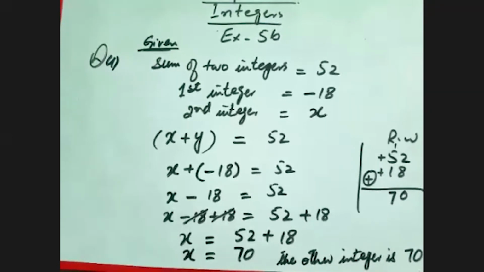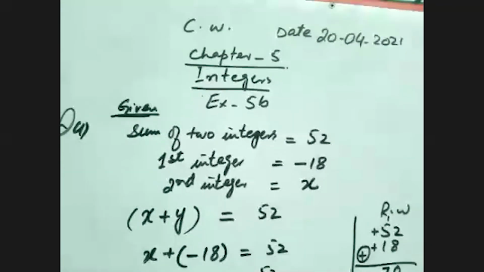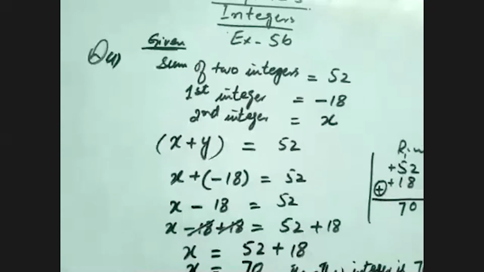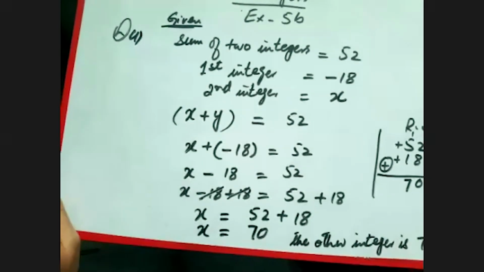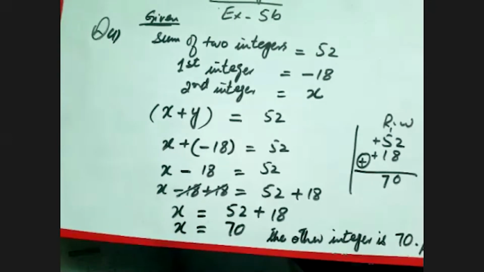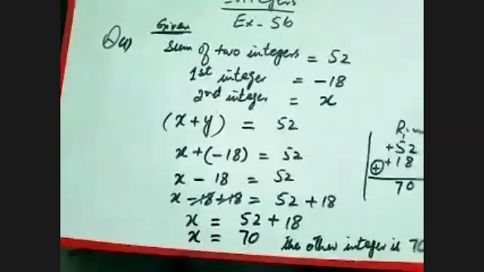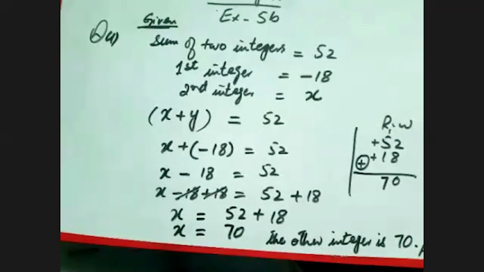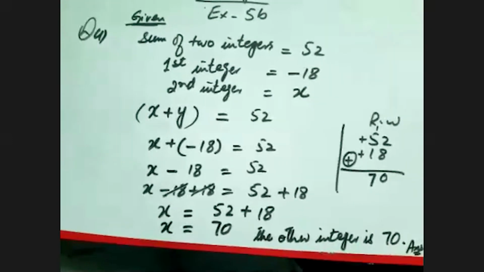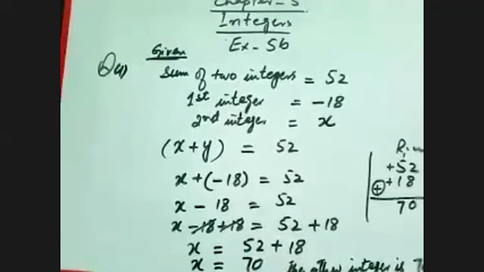Question number 4, exercise 5B. Today is 24 and 2021. Write down all the headings and the question. Do the rough work as well. This is the answer by given and all the statements. Okay, children. Now we will solve the next question. Get ready for that.